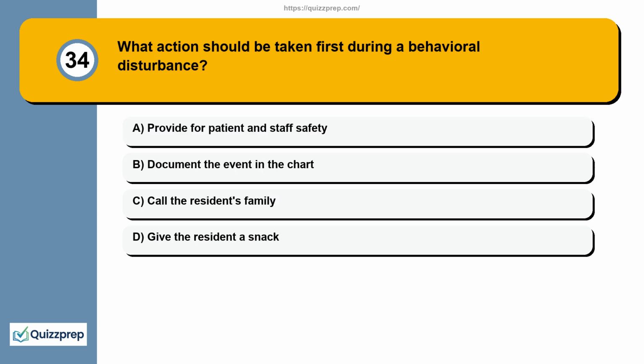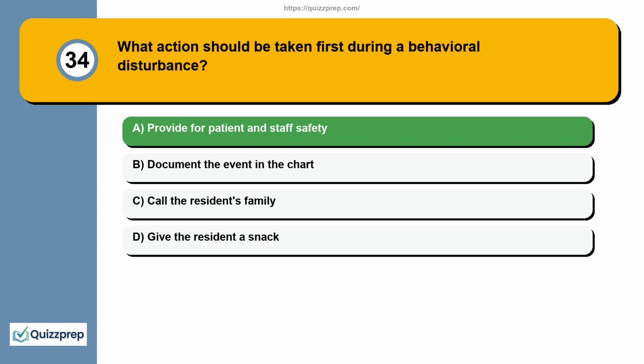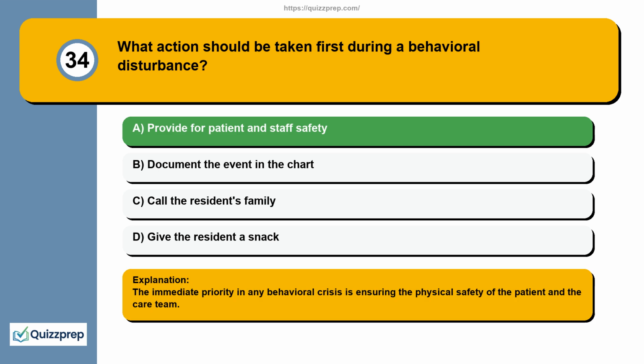Question 34. What action should be taken first during a behavioral disturbance? Provide for patient and staff safety. Document the event in the chart. Call the resident's family. Give the resident a snack. The immediate priority in any behavioral crisis is ensuring the physical safety of the patient and the care team.